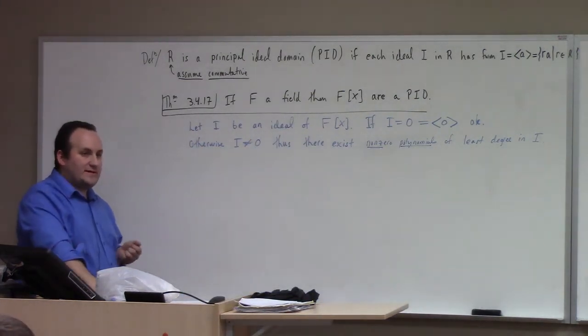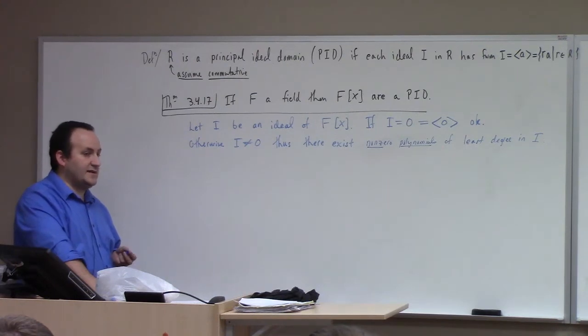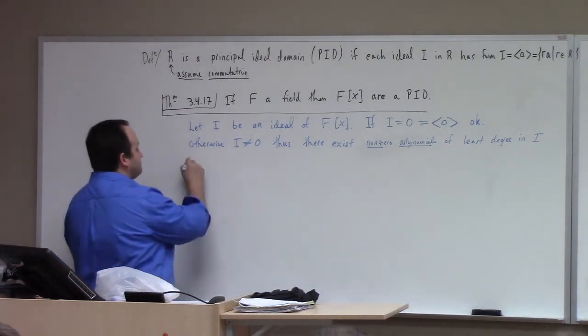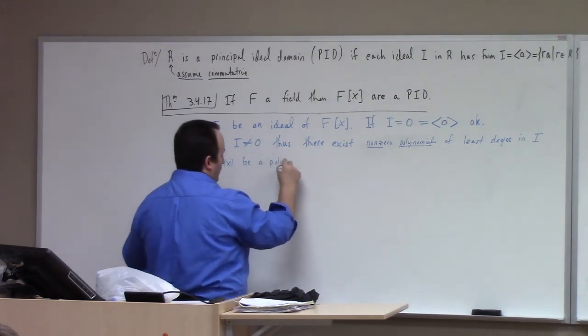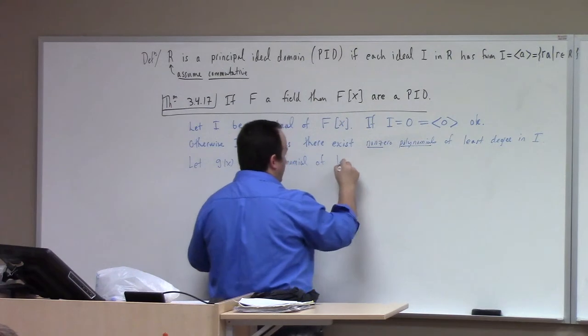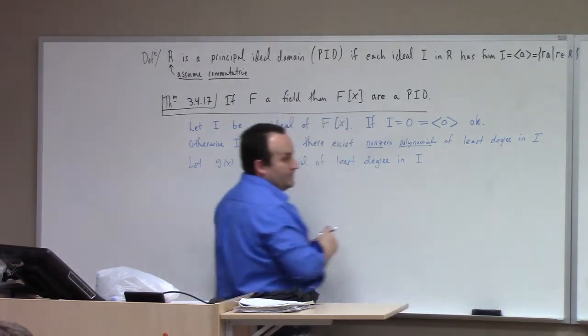You see, if it's the 0 ideal, then degree is not defined. But if it's non-zero, that means there's at least constants or something more in it. Those have well-defined degree, but degree is non-negative, which means I can apply the well-ordering principle to it. There has to be a polynomial of least degree, because you can look at the set of degrees. That's a set of natural numbers bounded below by 0. So let g of x be such a polynomial of least degree in I, right?